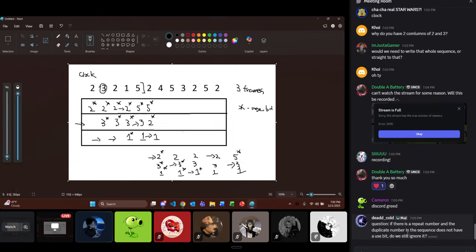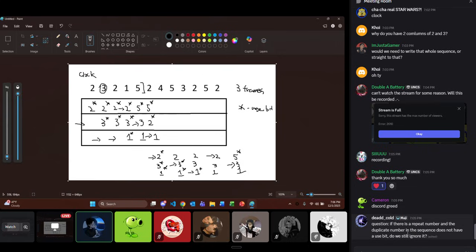Does this make sense to everybody so far? Because this is basically it. That's the entire clock policy right there, pretty much. Okay, question. If there's a repeat number and the duplicate number in the sequence does not have a use bit? We'll get to that. That's a very good question. The answer is that you will have to mark it as a use bit, but there will be an example coming up. But very, very good question.